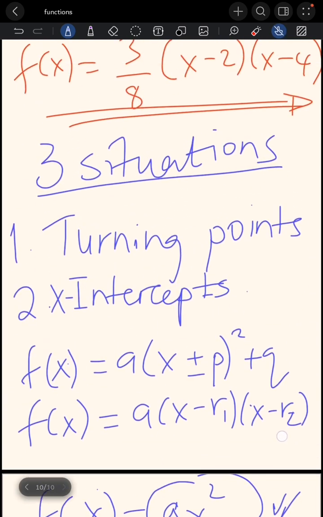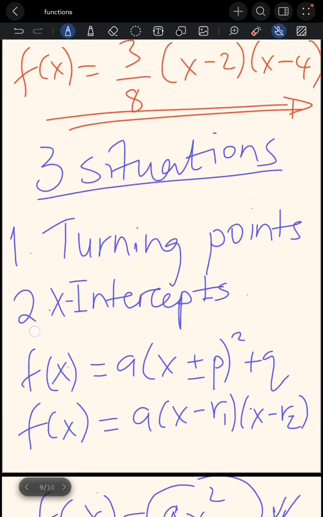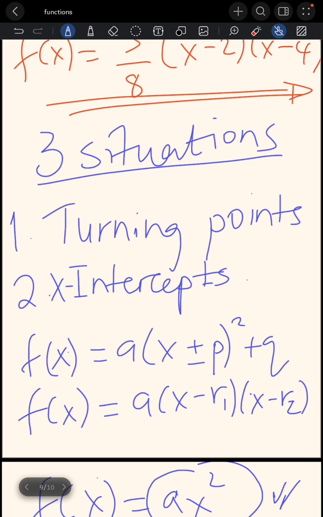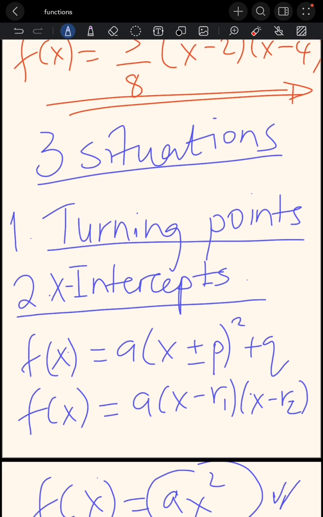And then case number 2, our graph, we're given only x-intercepts to find the equation of our graph, and case number 1, we're given the turning points to find the equation of our graph.